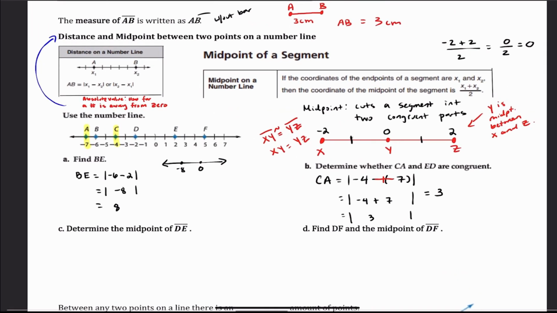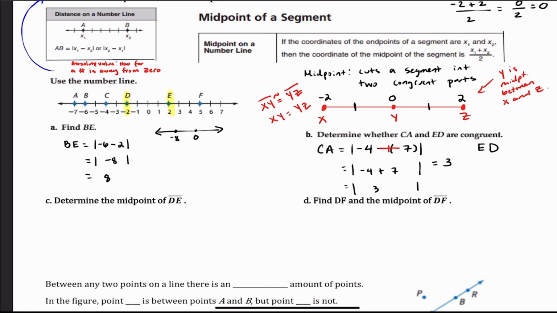Now we need to find the measure of ED. Let me go ahead and erase the highlighting so we can do so. E is 2, and D is -2, so the measure of ED is equal to the absolute value of 2 minus -2. A minus times a negative will be a positive, so now I have the absolute value of 4. Now how far is 4 away from 0? 4. Looking at CA and comparing it to ED, they have different measures, therefore not equal and not congruent. So I'm going to write, therefore, not congruent.